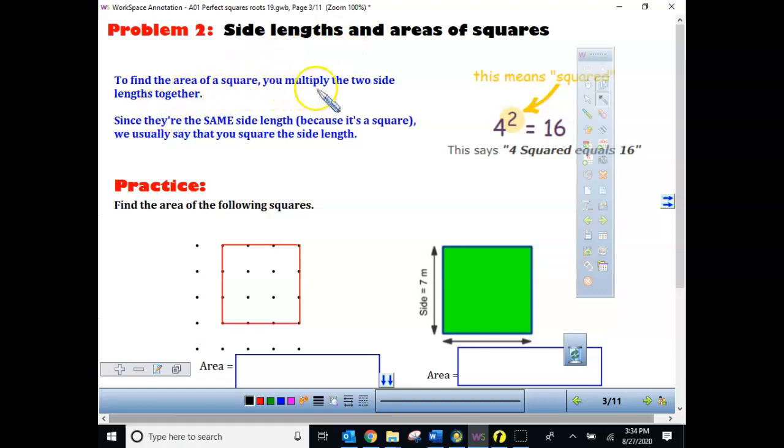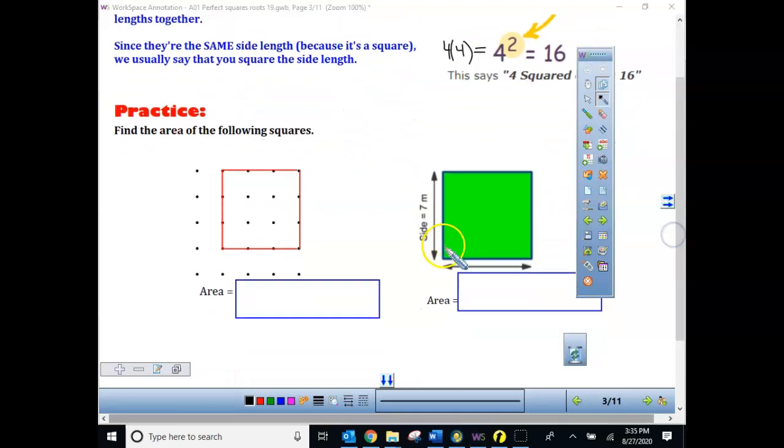To find the area of a square, you multiply the 2 side lengths together. So when this says 4 squared, what they really mean is that is 4 times 4. That 2 means to tell you that you have 2 4s. So since the same side length, because it's a square, we usually say that you are squaring the side length. So as we look at these next 2, first thing, notice this one, you know the side length is 7. So think about what we just said for our area. We're going to take the side times the side, 7 times 7.